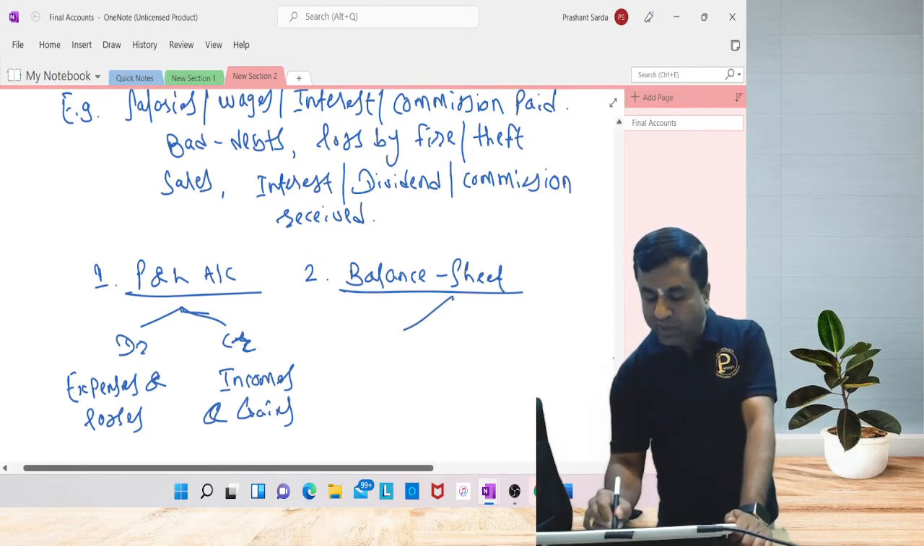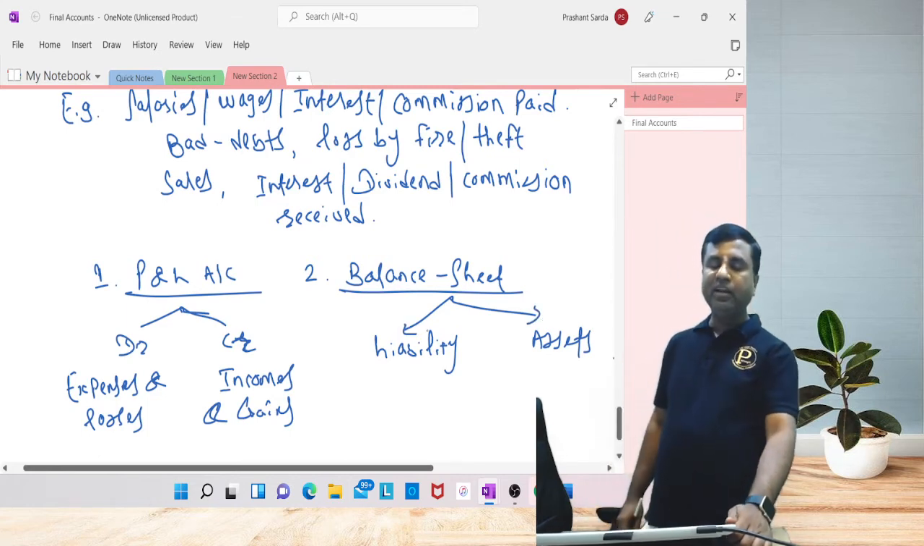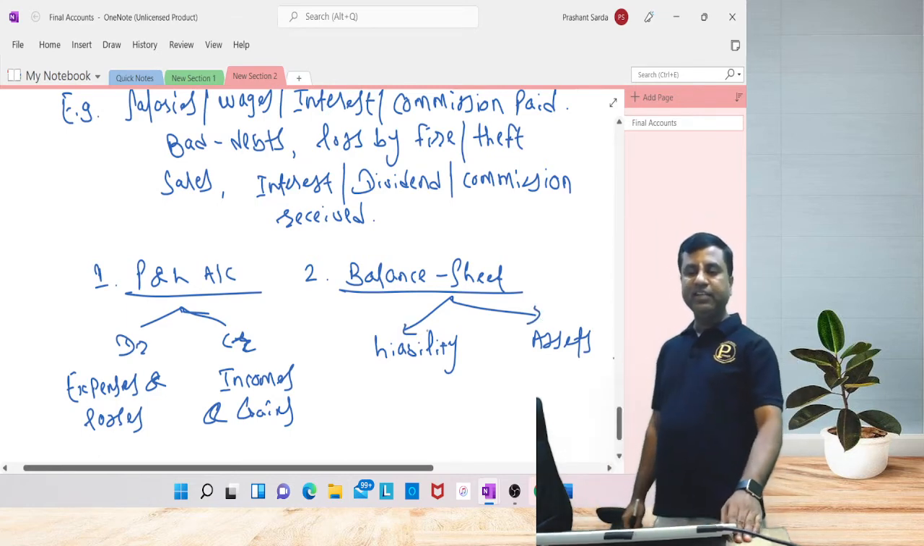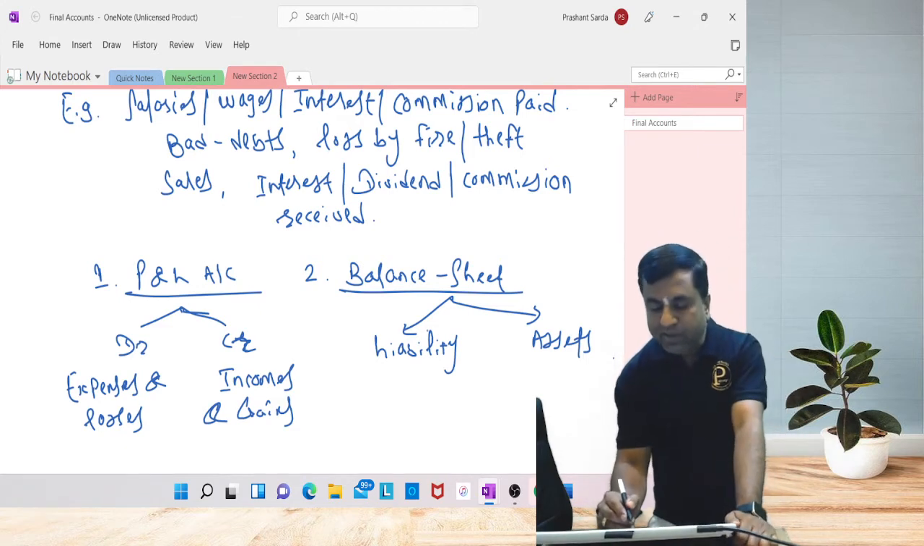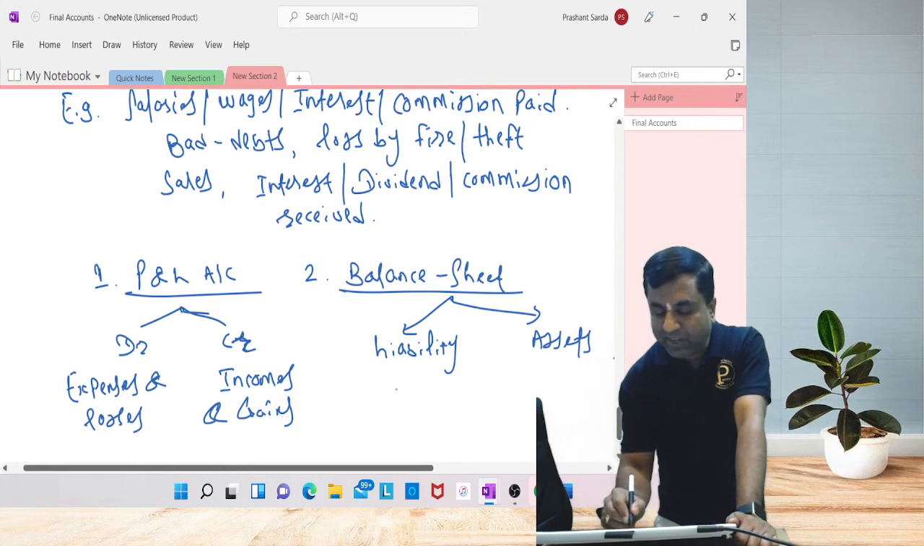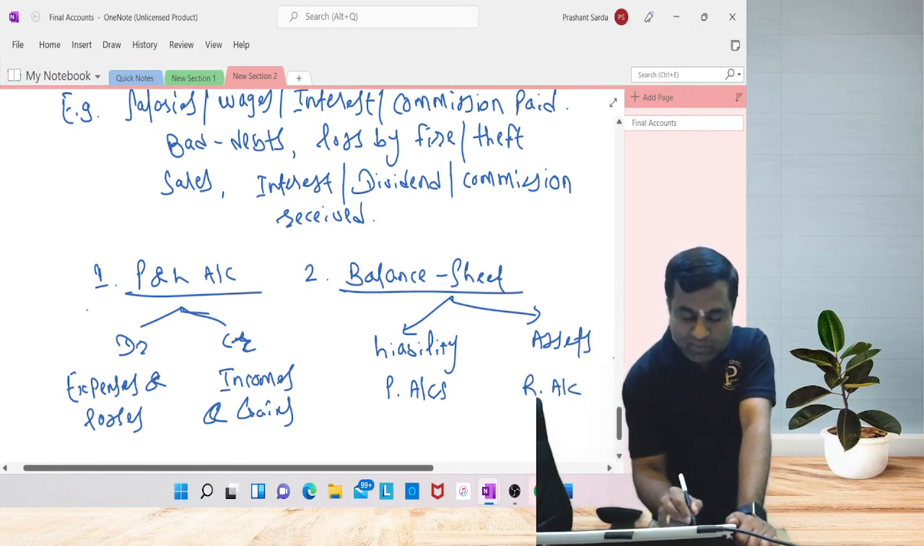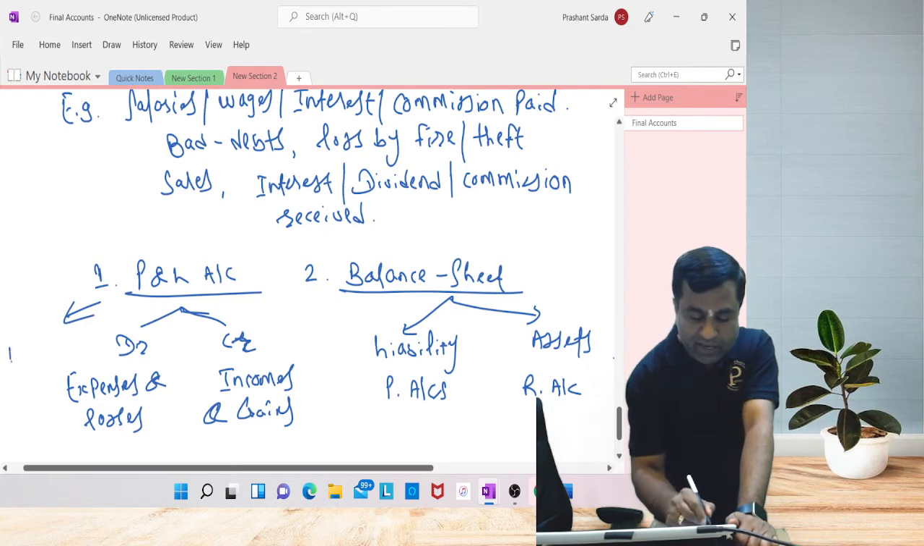Whereas the balance sheet is further divided into two parts: one is liability and the other is asset. As I told you a while ago, students, all liabilities are usually personal accounts and all assets are usually real accounts. So I can say that all these liabilities are personal accounts. See how easy the final account has become. And assets are usually real accounts, and this whole profit and loss account is a nominal account.